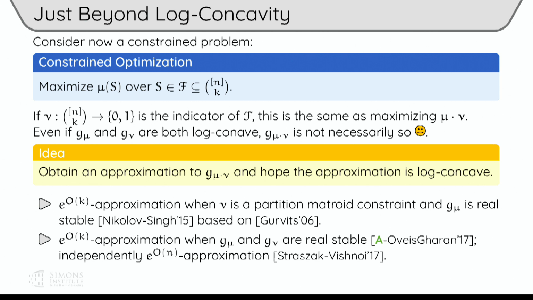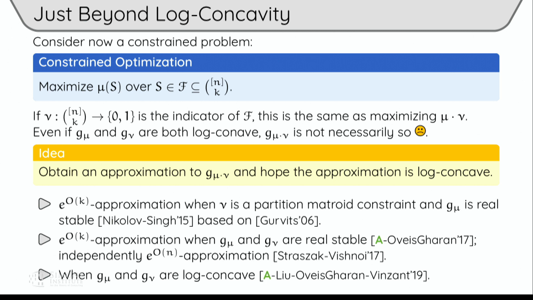Then together with Cheyenne, we showed that you can still get the same sort of surrogate approximation when the polynomials for mu and nu both satisfy a stronger form of log concavity called real stability. And Strasek and Vishnoi also obtained a similar independent result. But what I want to show you today is that you don't need real stability. When the polynomials of mu and nu are both log concave, you still get the same sort of approximate surrogate, and this approximate surrogate is going to end up being log concave.